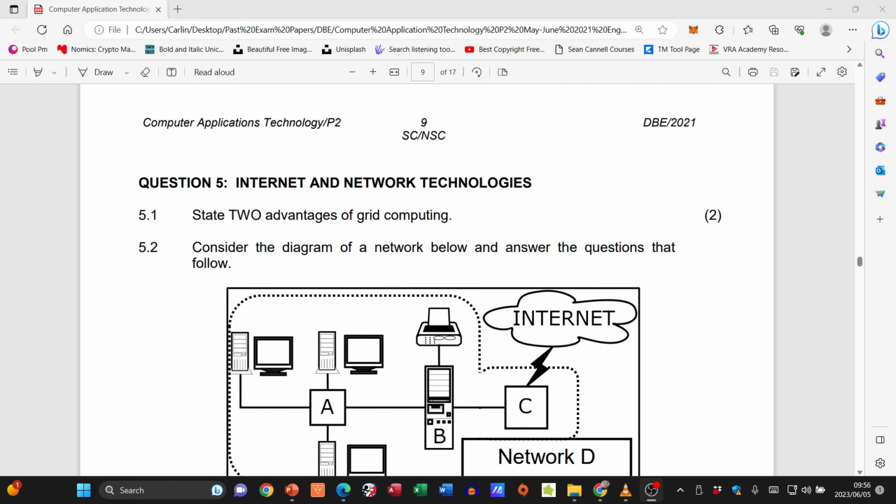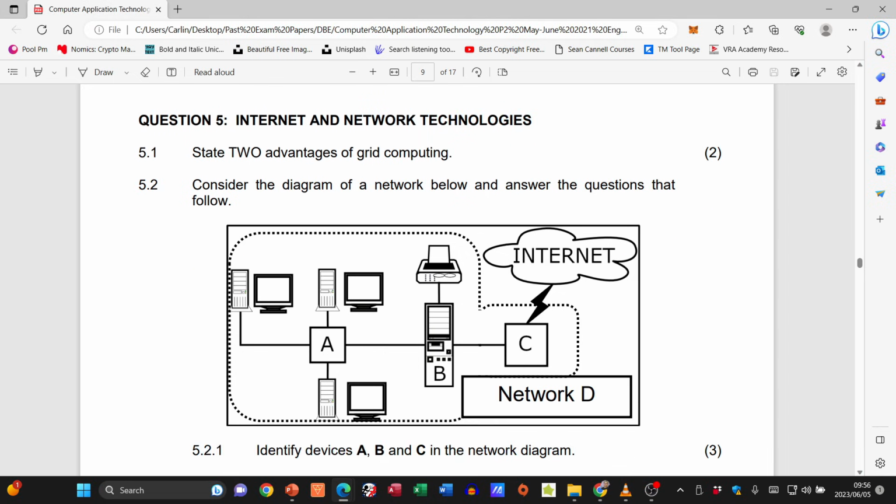Right, so our next question deals with the internet and network technologies. This is question number 5. First things first, they're asking us for 2 advantages of grid computing. Now, what is grid computing? When we deal with grid computing, we're talking about combining the resources of different computers for the purpose of doing what? Of accomplishing a specific task.